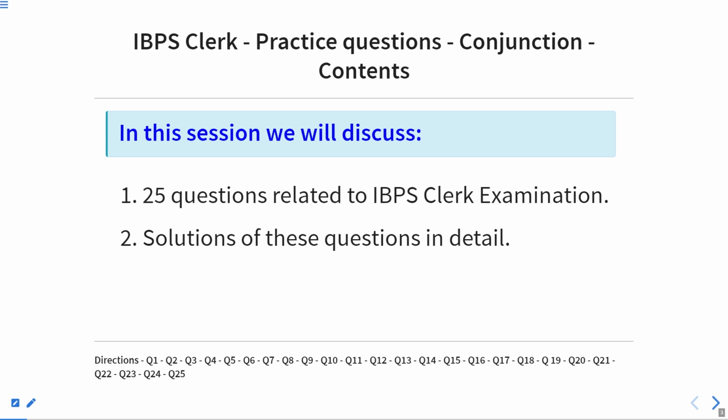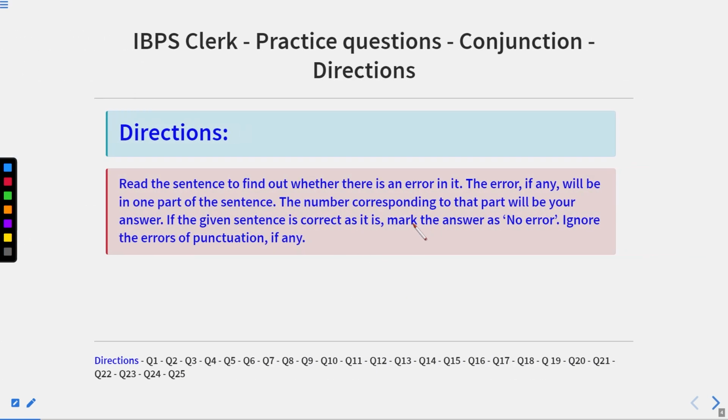First of all, let us discuss how many questions we are going to discuss in this session. There are 25 questions related to the IBPS Clerk examination, and all of these are based on the chapter Conjunction. Again, we are going to discuss solutions of these questions in detail. It means we are going to discuss each and every concept related to the question in this session as well. We have already read this chapter earlier, but in this session I will tell you the concepts along with the questions so that it will be clear to you all. And these are the directions for the questions which are given afterwards.